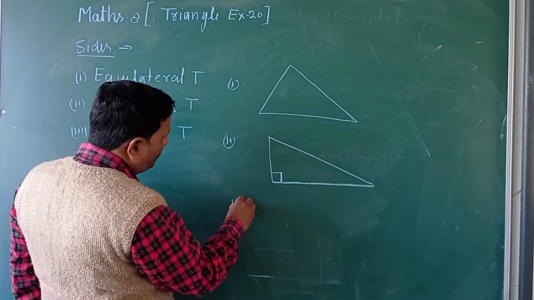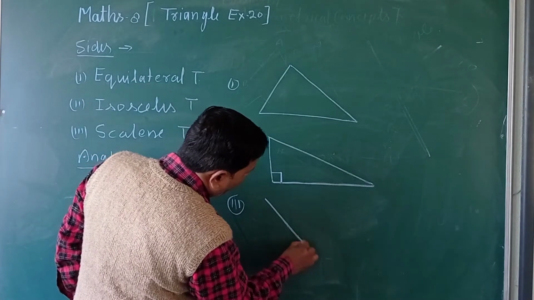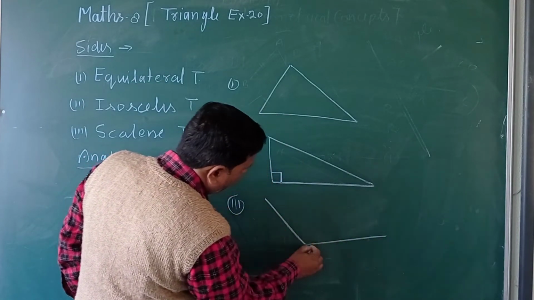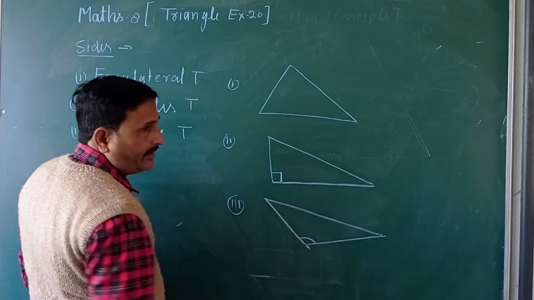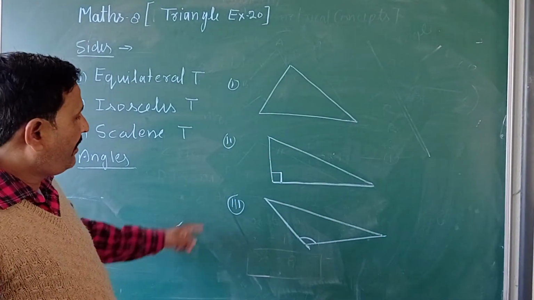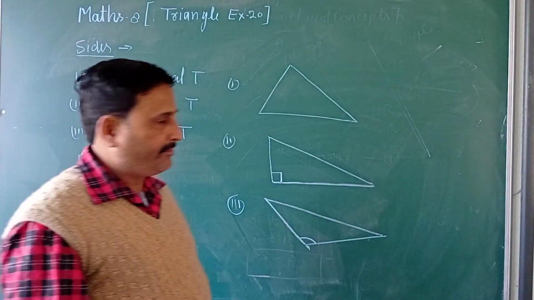Third one, obtuse angle triangle. A triangle in which at least one angle is obtuse, obtuse means more than 90 degrees, is called an obtuse angle triangle.